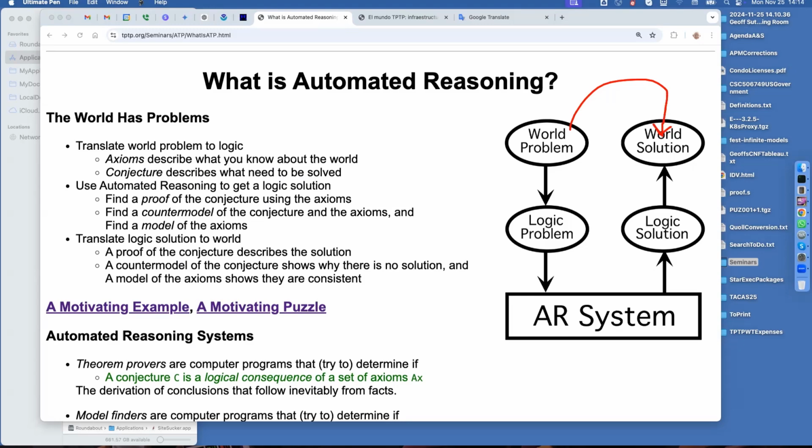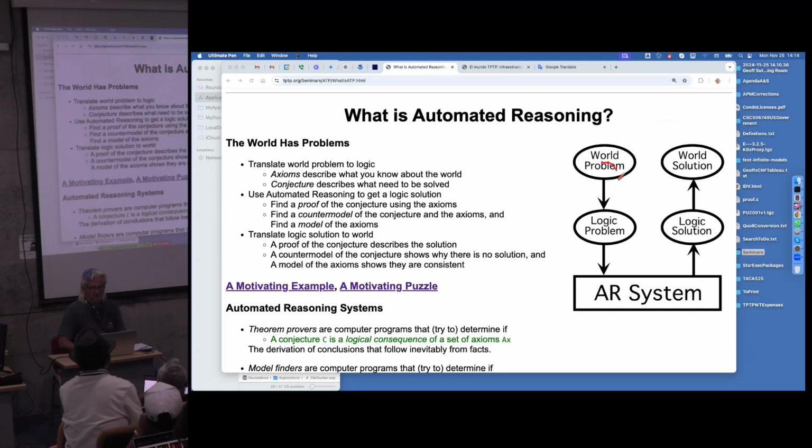So, with these automatic tools, we take a different pathway. We take the world problem and we convert it to a logic problem, like a formal definition describing the problem. We then take the logic problem and give it to the computer program, the automated reasoning program. It produces a logic solution. Then we take the logic solution and convert back to a world solution. So that's another pathway. It's an interesting problem.